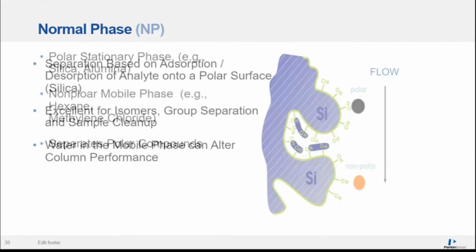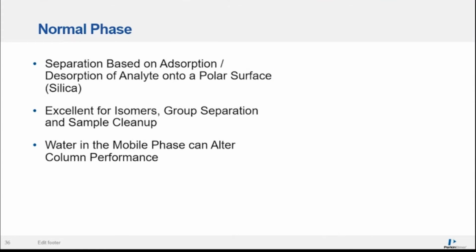The mechanism of separation for normal phase is generally adsorption or desorption. This is an excellent technique for isomers or group separations or even for sample cleanup. You have to be careful of two things, though, regarding the mobile phase. First off, water may change or ruin your column. And second, as you've seen, the solvents we use are pretty hazardous or toxic. So ideally, your LC should be under a vent or in a hood.